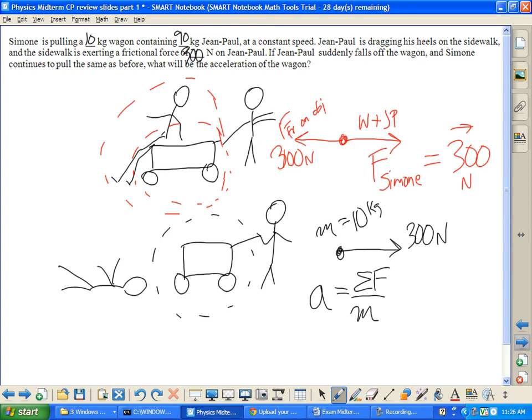Wouldn't it be 300 minus 300, and you get 0 over 10? No, because the friction was on Jean-Paul, and now Jean-Paul's not in the wagon anymore. So what about the wagon? There's no frictional force on the wagon? It doesn't say so, so we'll assume it's got wheels, and that friction on the wagon is small enough to ignore. So there's no force on the wagon except Simone pulling.